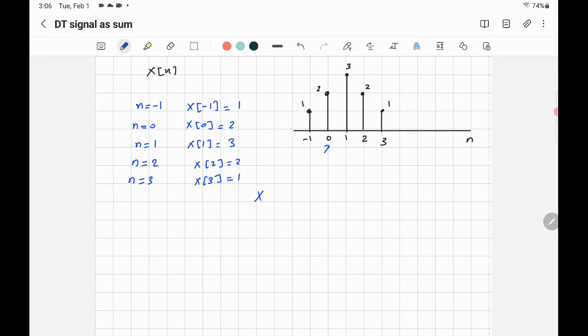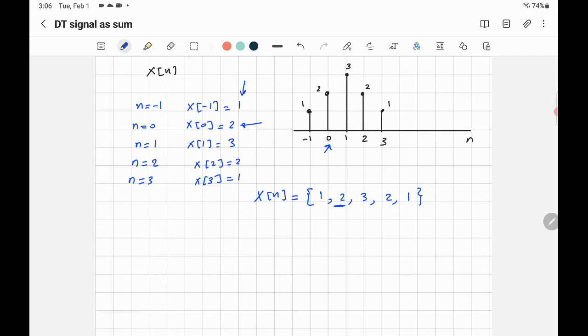For example, you can write x of n and you start to put all elements from left to right. Start from 1, 2, 3, 2, 1. And you should mark the element where n equals 0, which is 2, you put an underline here. So that's one expression. Okay, how do you express it as a sum of impulses?